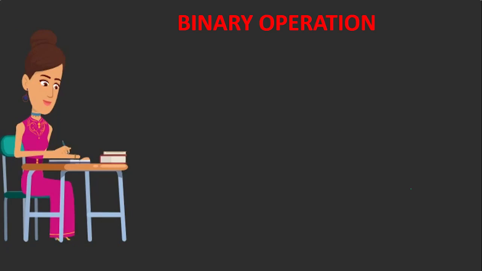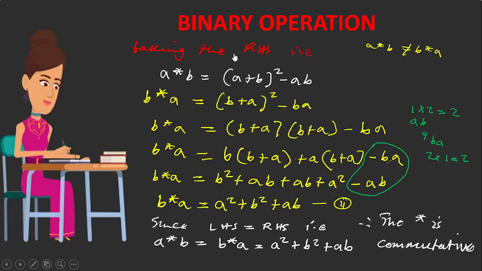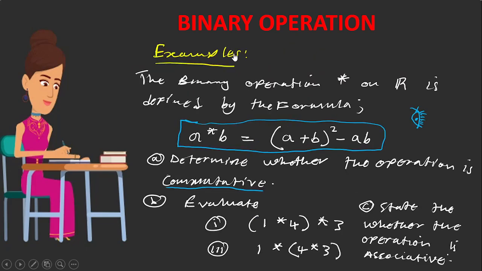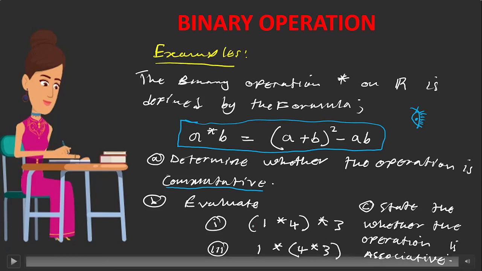Okay, let's quickly look at B. For B, we have 1 star 4 star 3. Is this the information we have for B1? Am I correct? Are people around? Okay, it's correct. So for B1, I've been given 1 star 4 and then star 3. So I'll start with B1.